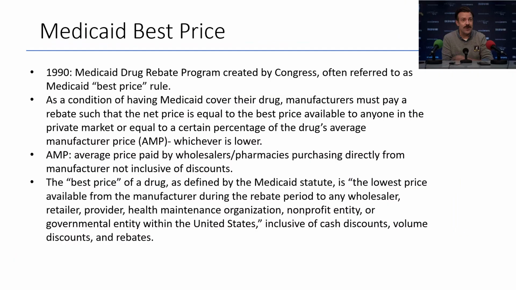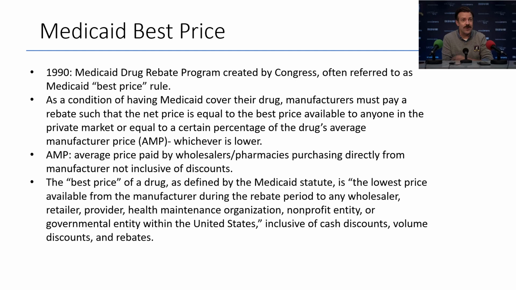So in 1990, the Medicaid drug rebate program was created by Congress. This is also referred to as the Medicaid Best Price rule. And what it is: Medicaid, in order to cover the drug, demanded that manufacturers pay a rebate that's equal to the best price available to anyone in the market, or a certain percentage of the drug's average manufacturer price, whichever one is lower.